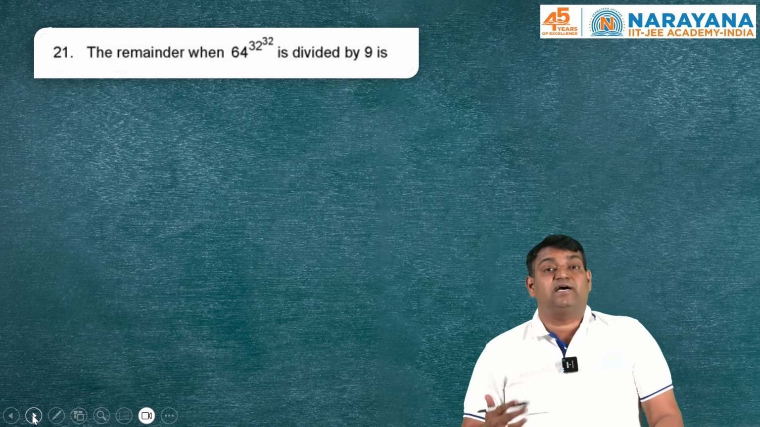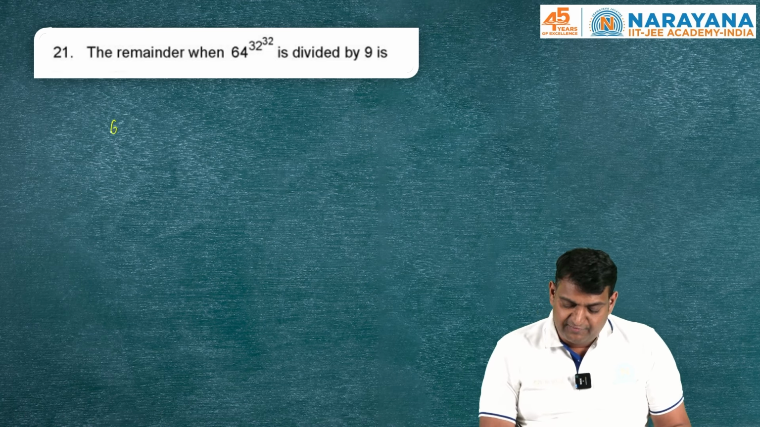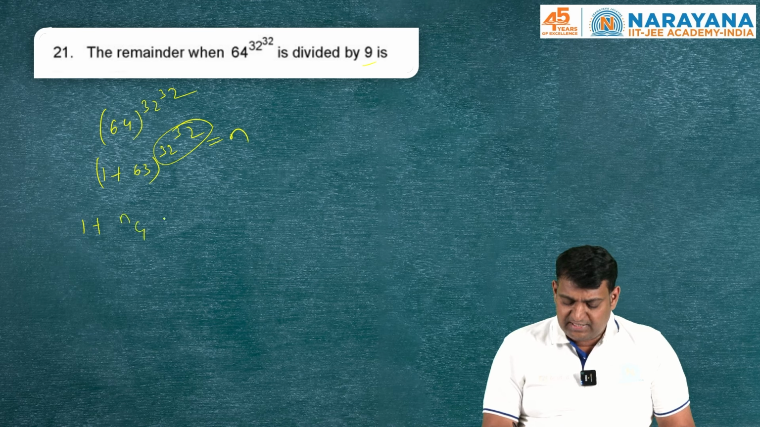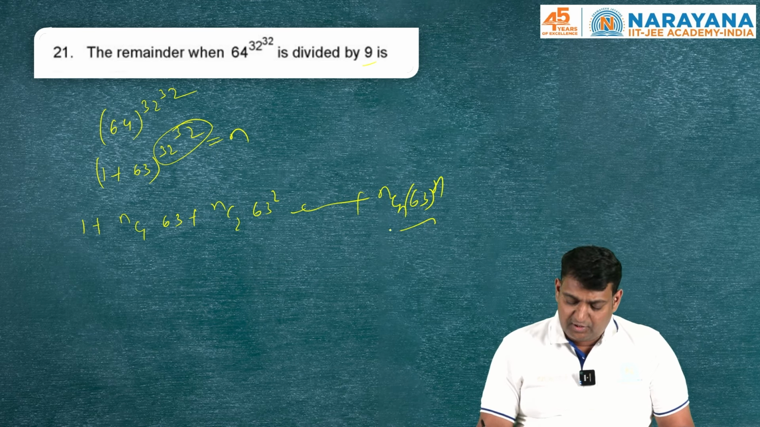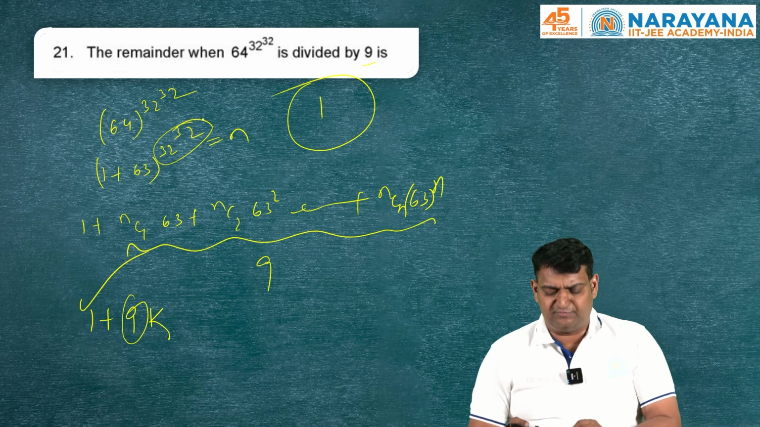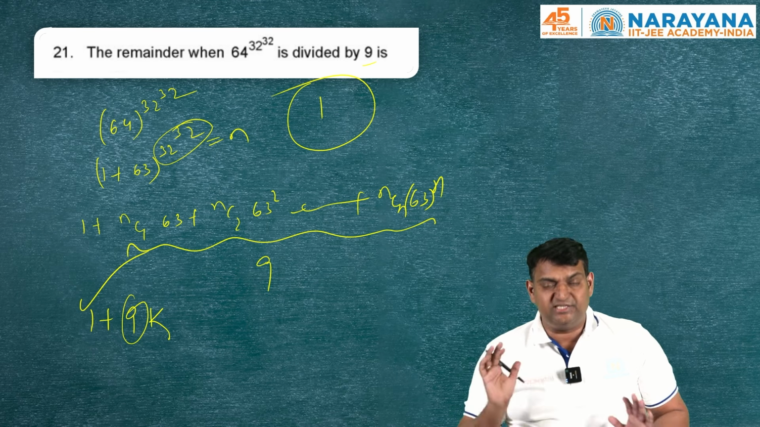Another very easy problem. Usually when they ask you to find the remainder, they give very good, very complicated problems. But luckily, the problem here is very simple. 64 power 32 power 32. 63 is divisible by 9, 7 9s are 63. So, we can write this as 1 plus 63 power 32 power 32. Suppose this 32 power 32, I am taking as n. So, what is this? 1 plus NC1 into 63 plus NC2 into 63 square plus and so on, NCN into 63 power n, and observe that all these are multiples of 9. So, can I say this is 1 plus 9k? So, when divided by 9, what is the remainder? 1. There is no need to do this, I just wanted to show some calculation, that's why I did this. Otherwise, you can just see the question and keep the answer.